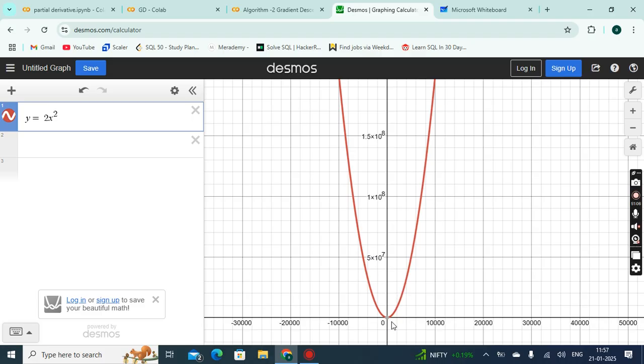So what is the minimum point then? Exactly, the minimum point is 0, because beyond this the graph cannot move.